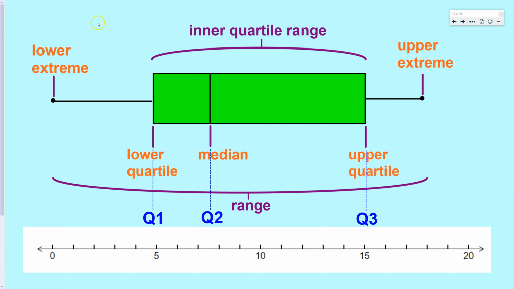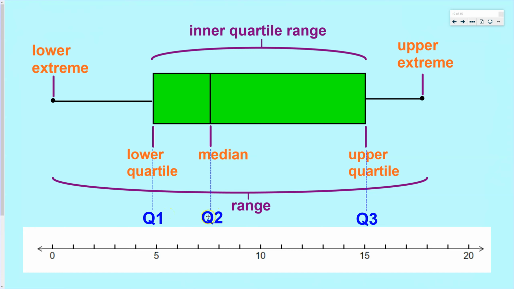Hopefully a lot of these words make a lot of sense to you. There's a median right here, a lower quartile and upper quartile. So that means the middle of the data is at the median. Remember, a median is the middle of a data set. We have a lower quartile representing the border between the lowest 25% and the next group of 25%. So that border is called the lower quartile. It's also abbreviated as Q1.